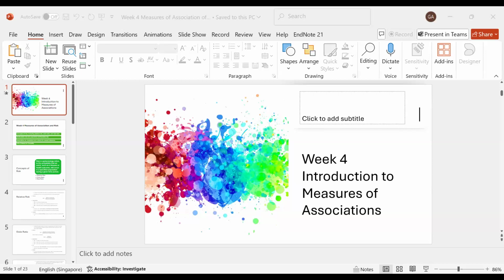So it's a quite complicated formula: P exposed times (relative risk minus 1), divided by P exposed times (relative risk minus 1) plus 1. This will give you the population attributable risk. This represents the percentage of cases in a population that could be prevented if the exposure is removed. So the higher the PAR, the more we should focus on it.